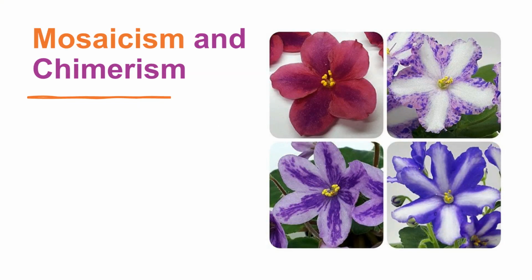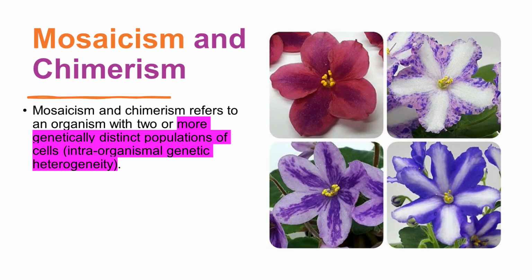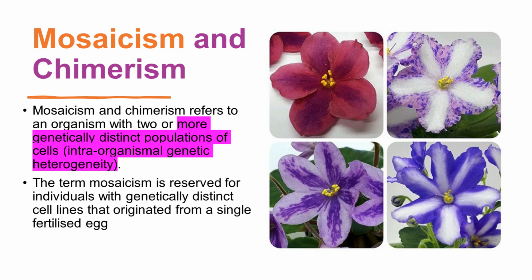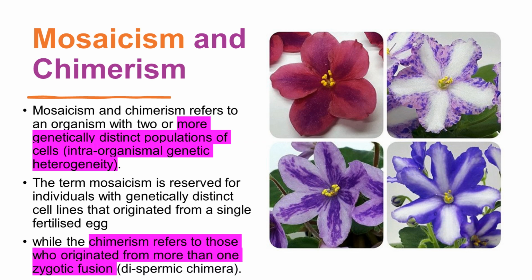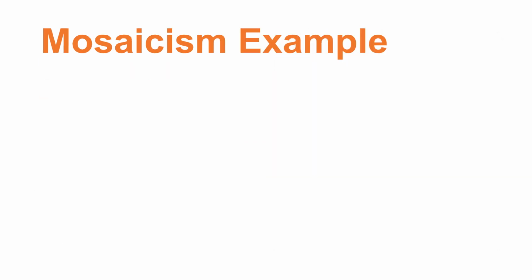Mosaicism and chimerism. Mosaicism and chimerism refer to an organism with 2 or more genetically distinct populations of cells, interorganismal genetic heterogeneity. The term mosaicism is reserved for individuals with genetically distinct cell lines that originated from a single fertilized egg, while chimerism refers to those who originated from more than one zygotic fusion, dispermic chimera. Mosaicism example.